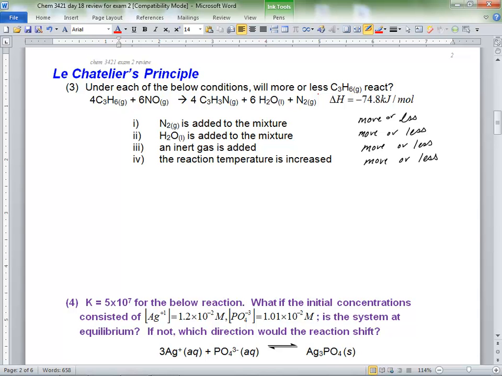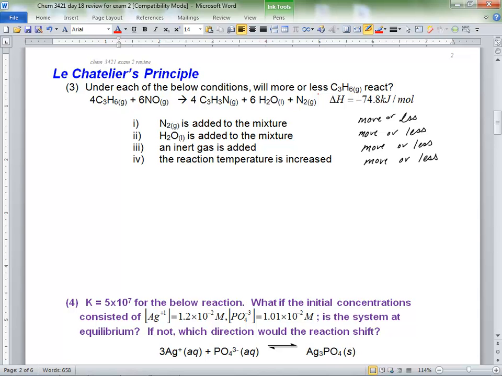The first one, less. Okay, so you add nitrogen, it's going to shift it over here. So we're going to have more of this C3H6. So essentially less will react, because it's the reactant, right? Well, that's what we're stuck with, right? You're going to have more of this C3H6, so then less of it's going to react. It's pushing it this way, right? Less of that C3H6 would react.